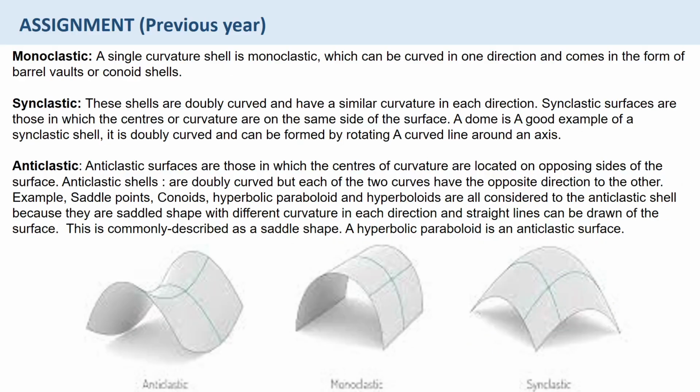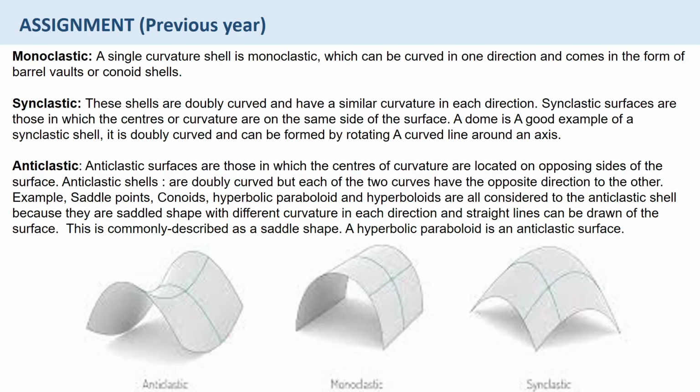Monoclastic is a single curvature shell which can be curved in one direction and it comes in the form of barrel vaults or conoid shells. Synclastic shells are doubly curved and have similar curvature in each direction. Synclastic surfaces are those in which the centers of curvature are on the same side of the surface. A dome is a good example of a synclastic shell. It is doubly curved and can be formed by rotating a curved line along an axis.